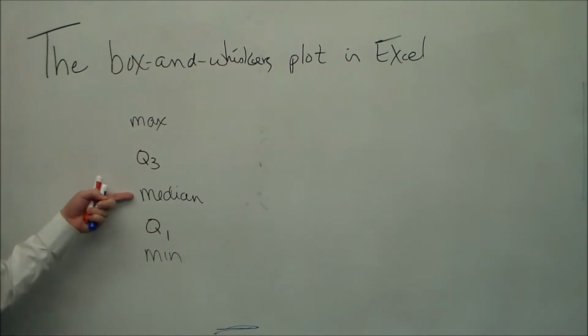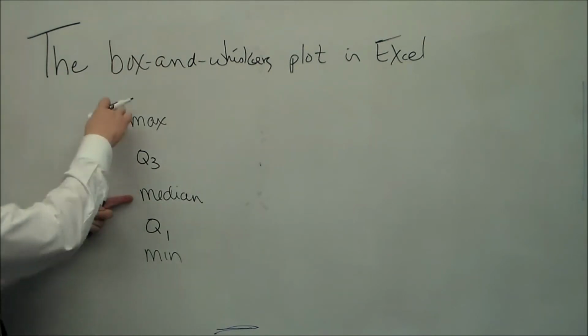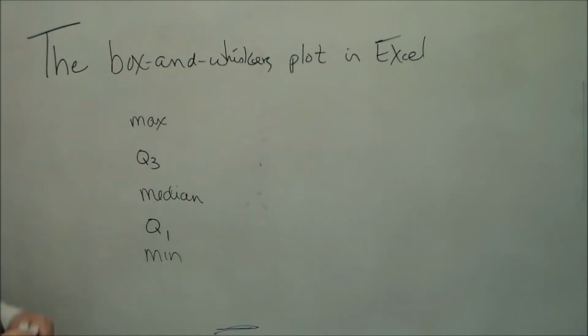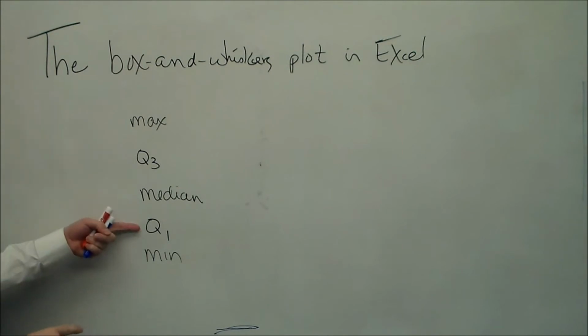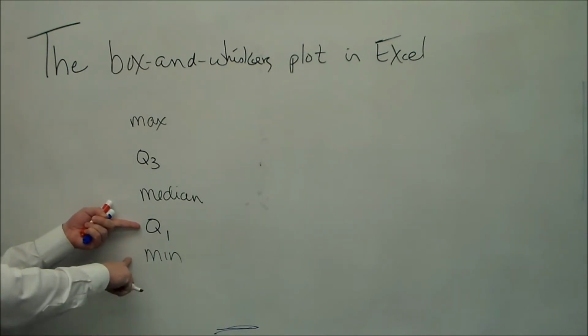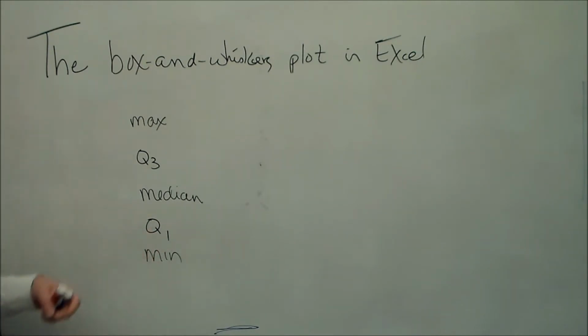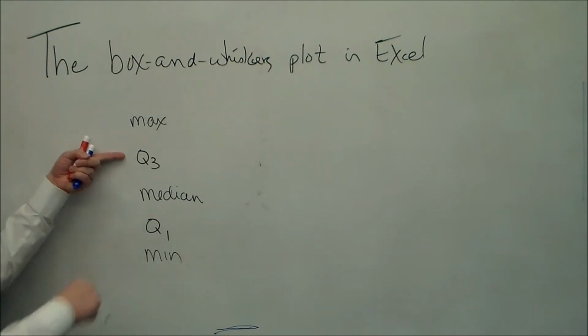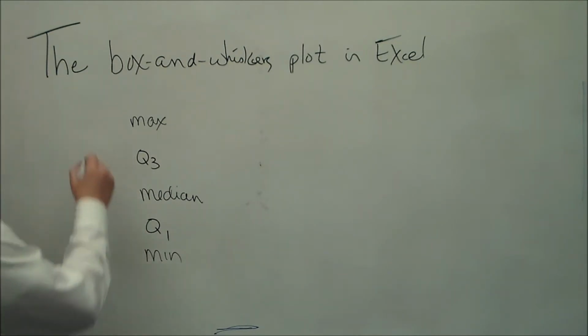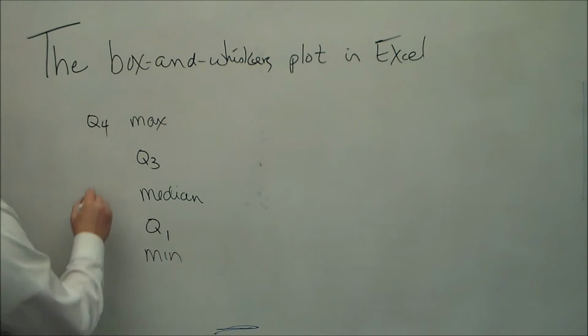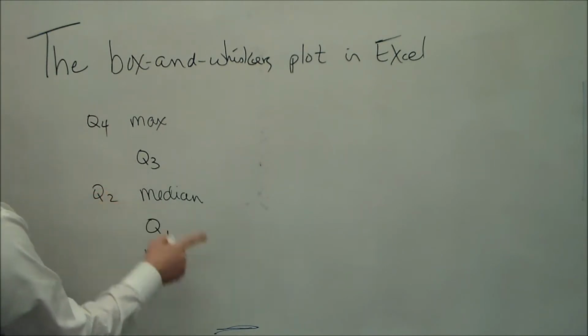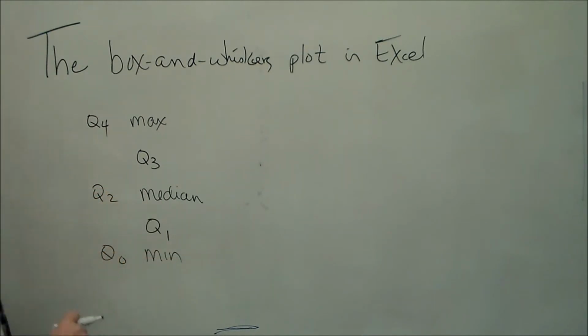Remember, the median splits the data into 2 parts. Approximately half is above, approximately half is below. Quartile 1 has approximately a quarter, hence 1/4 of the data below it. Quartile 3 is approximately 3/4 of the data below it. Max is also the 4th quartile, median is also the 2nd quartile, and min is the 0th quartile, because there's approximately 0% of the data below the minimum.